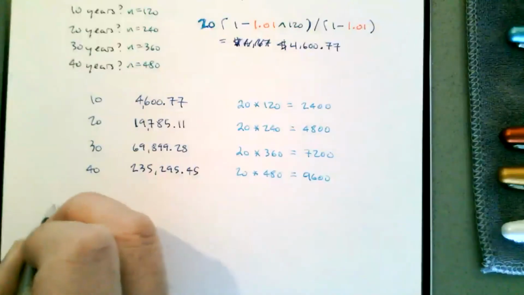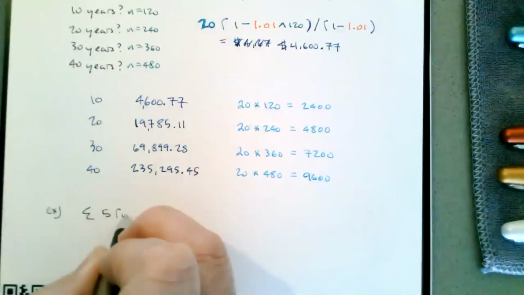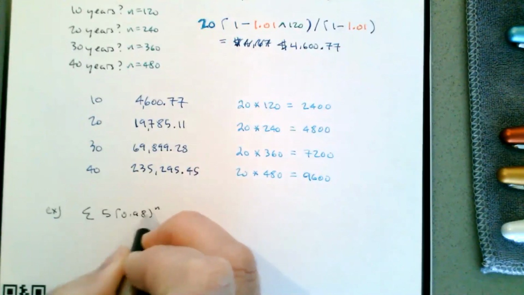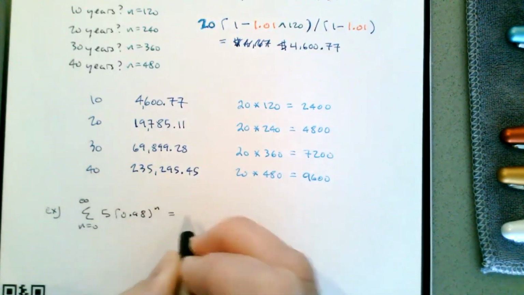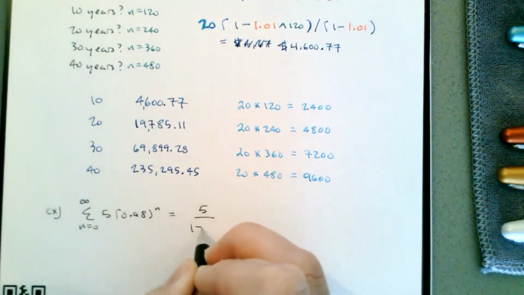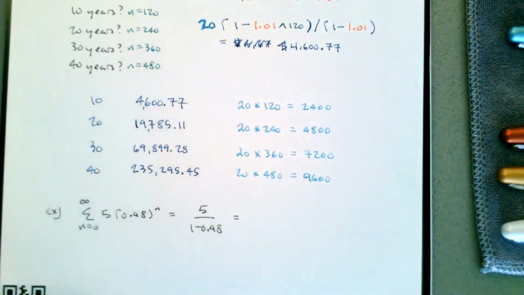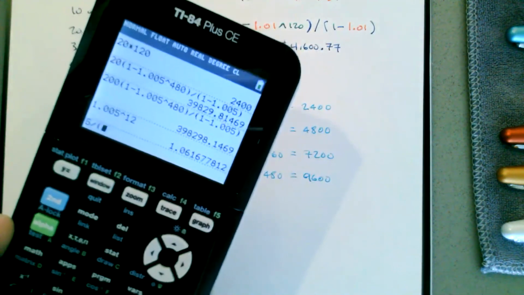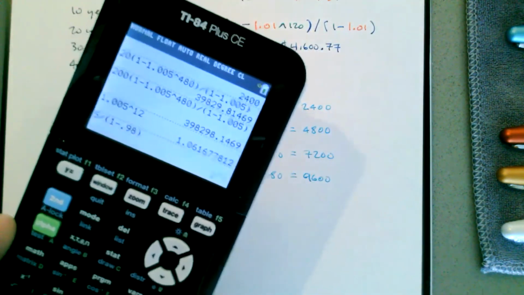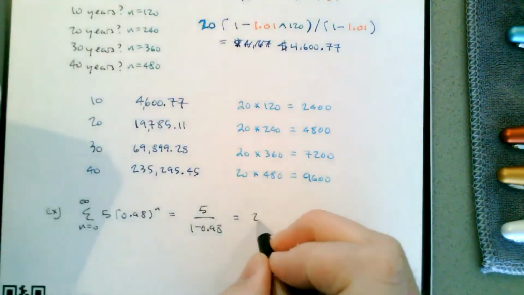So if I have an infinite geometric series, if n is going from 0 to infinity, the r to the n goes to 0. And so we just get 1 divided by 1 minus 0.98, 250. Infinite number of terms add up to 250.